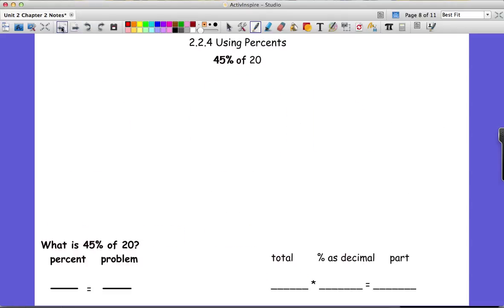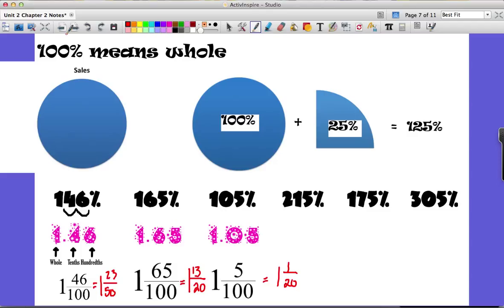Alright, so what I'd like you to do is I'd like you to try converting these last three on your own. And if you have any questions, you can post them to Edmodo. And when you come to class tomorrow, we're going to talk about using these percentages.